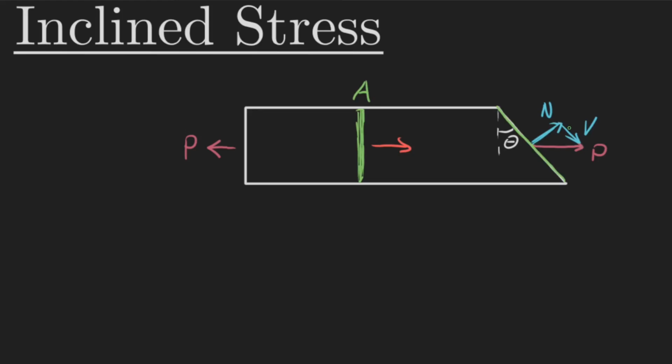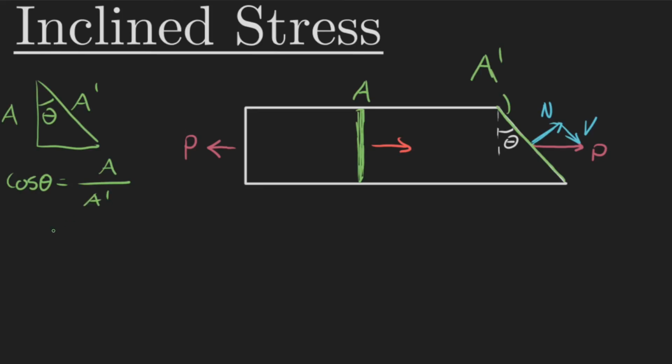So if we want to find the normal and shear stress, then we just have to do a little bit of trigonometry here. We can call the area of this slanted plane A prime or something. Now we'll have a triangle right here like this, right? So this is our angle theta. Right here is A. Our hypotenuse is A prime. So the cosine theta is adjacent over hypotenuse. We get A over A prime, which means that our A prime has to equal A over cosine theta.